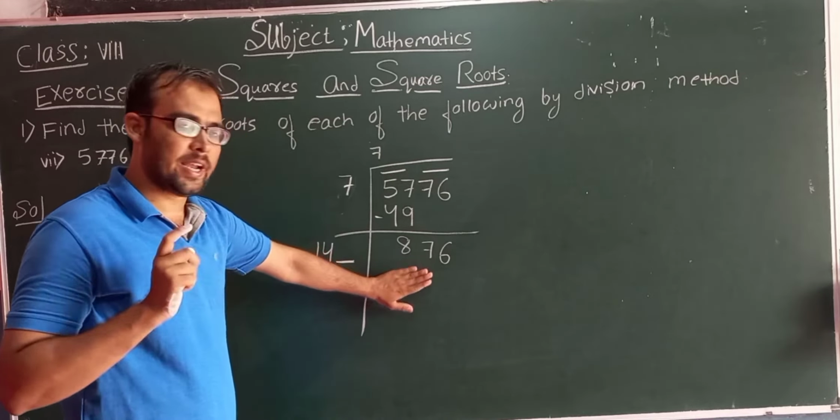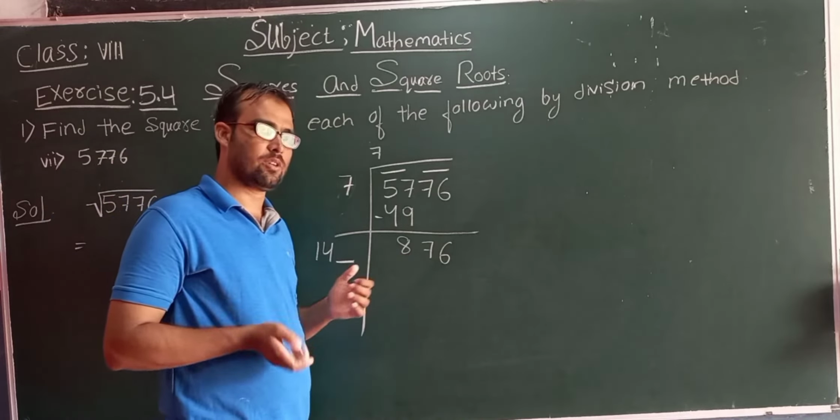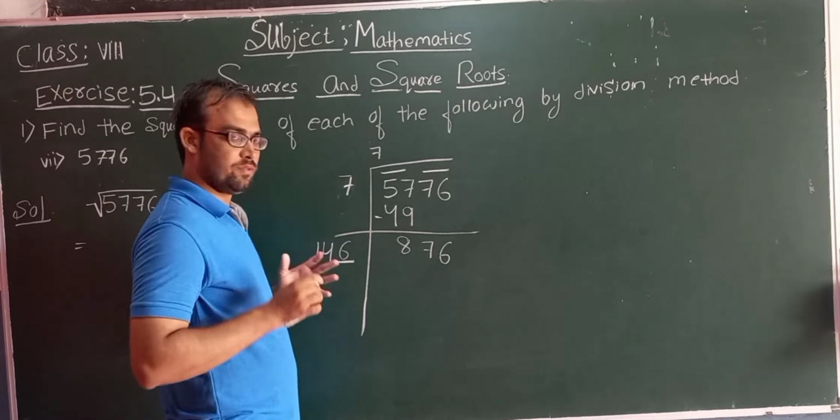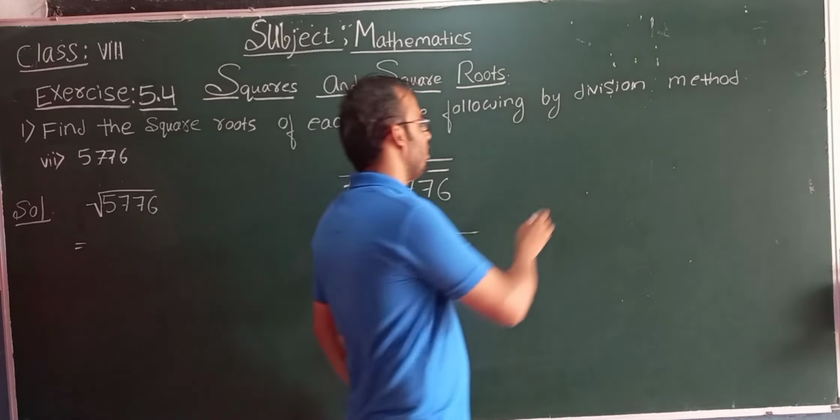We have to get either 876 or a number which is lesser than this one. Okay, now let us fill this blank with 6 and check whether we are getting this number or not.